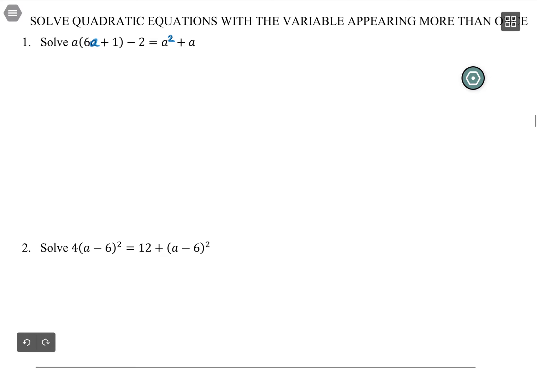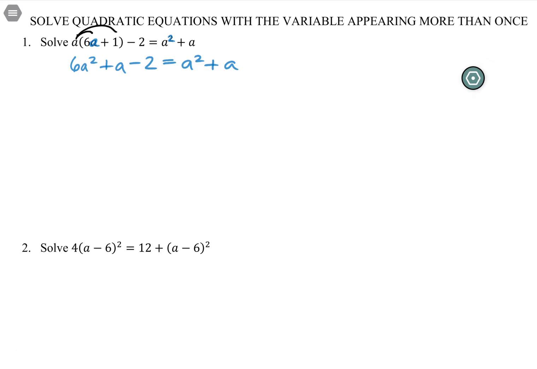Okay, so we're going to distribute through to free the a from the parentheses. So we'll get 6a squared plus a minus 2 equals a squared plus a. Okay, so I actually lied. I said they all have to turn back into linear. They don't. This is another thing that would work for us.